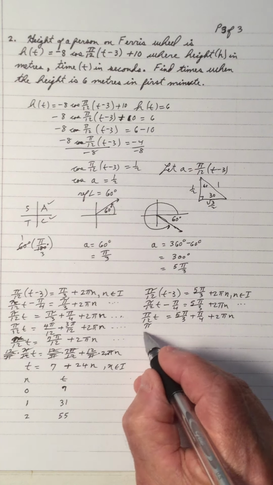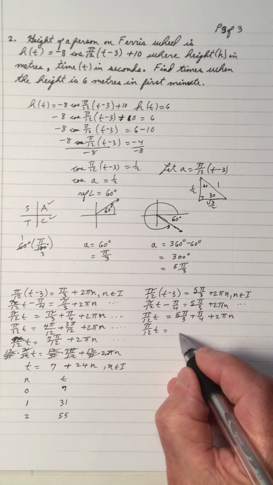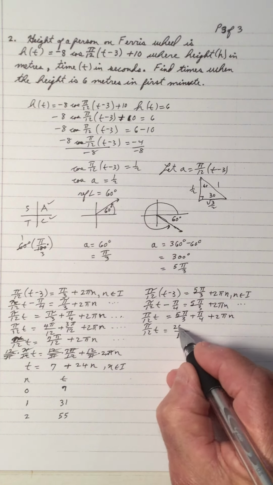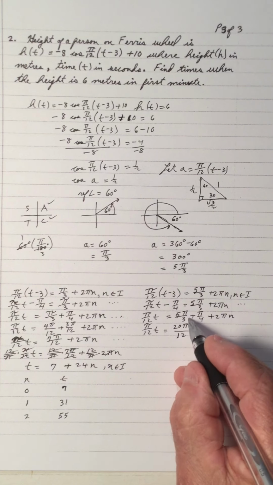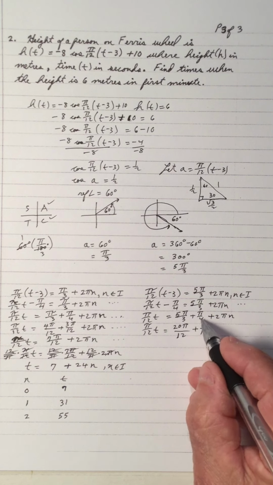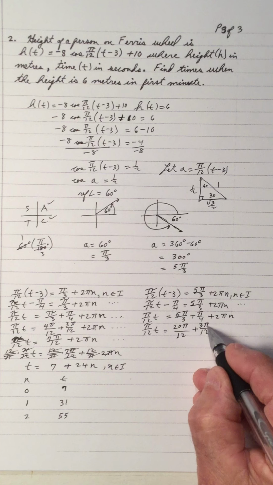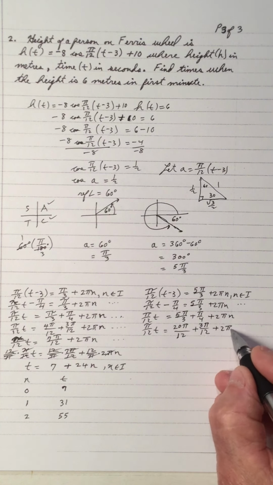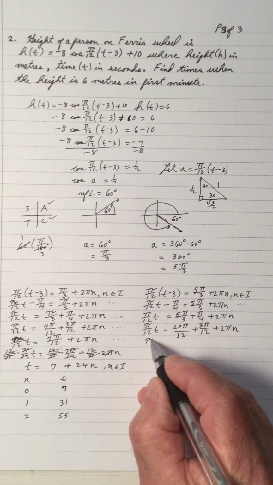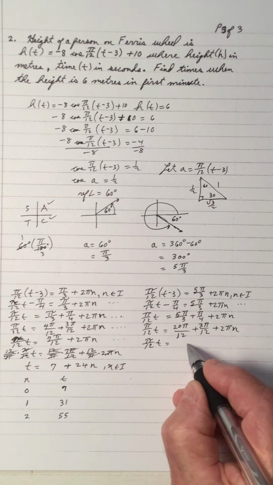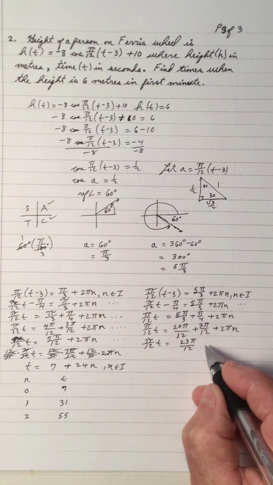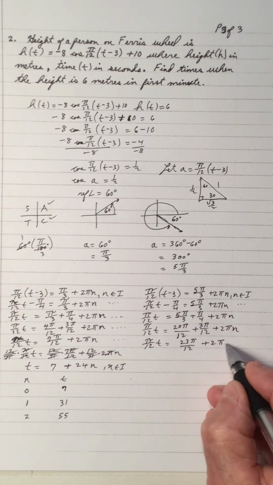So pi over 12, common denominator is 12. 3 and 12 goes 4. 4 times 5 is 20, that's 20 pi. We multiply by 4, multiply by 4. And here we multiply by 3, multiply by 3. Keeps it equivalent. Now we have both fractions. We add these up and we get 23 pi over 12 plus 2 pi n.